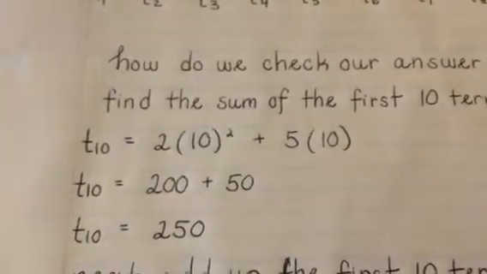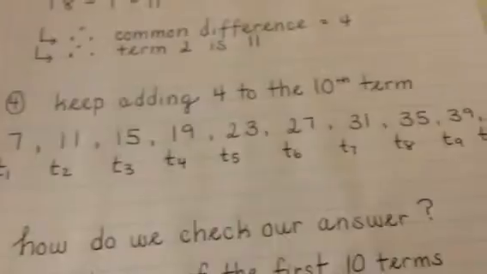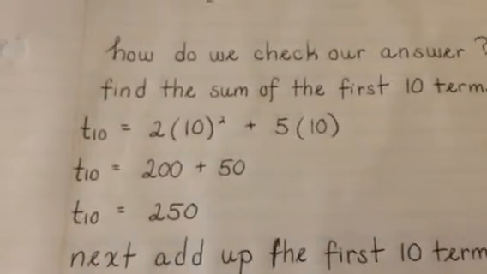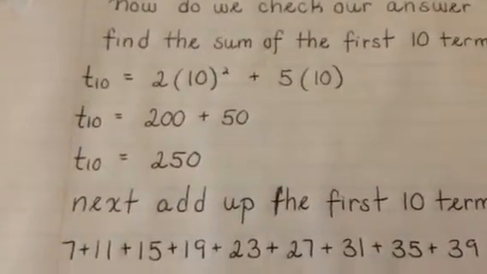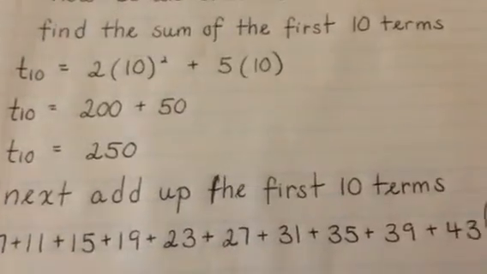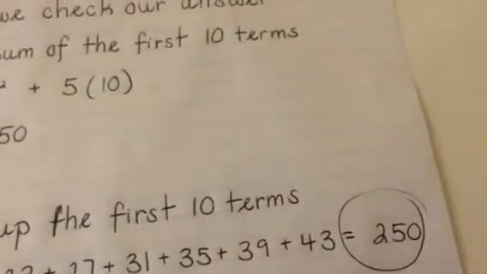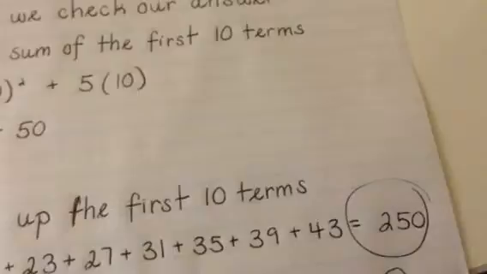Now, what we're going to do is use all these numbers and add them up and see if we get 250 as well. So 7 plus 11 plus 15 and so on. And there you have it. You got 250, which means your answer is correct.